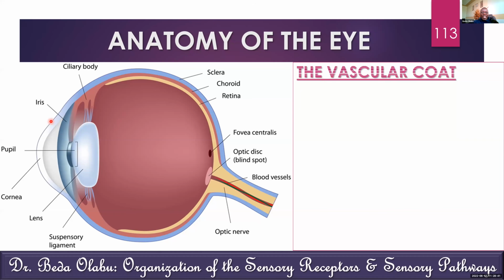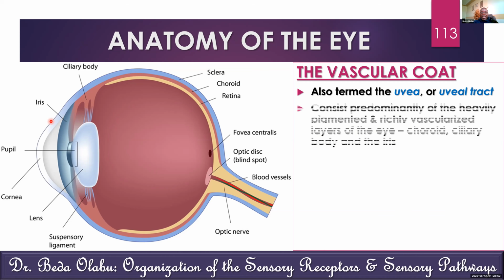Now we can talk about the second layer, the vascular coat. The vascular coat, also called tunica vascularis, uvea, or the uveal tract, is heavily pigmented and richly vascularized. Several blood vessels within this layer. This layer is also dark, heavily pigmented. It consists of 3 structures. From behind, that's the choroid layer. Then this is the ciliary body, and that is the iris.